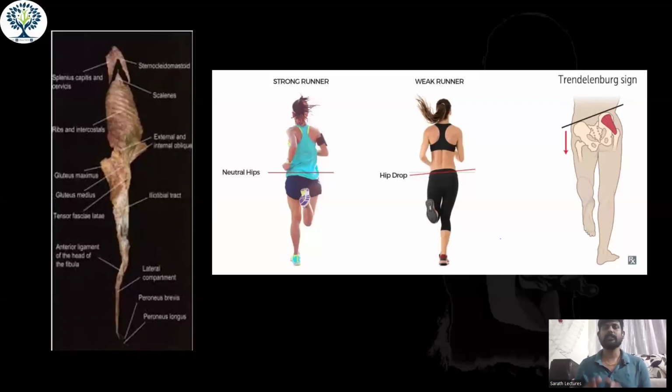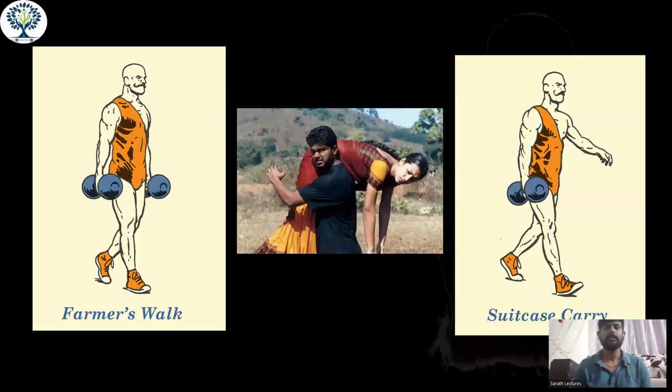Is running a unilateral activity or a bilateral activity? Running is a unilateral activity. You can't run with two legs at the same time. You can run with one leg at a time. If this lateral system fails, you will get an imbalance and you will end up with back pain, or SI joint related pain, or knee pain, or ankle related pain issues also. So these are all lateral system examples: farmer walk, suitcase walk, kidnapping walk, saving walk. You can tell it like that also.